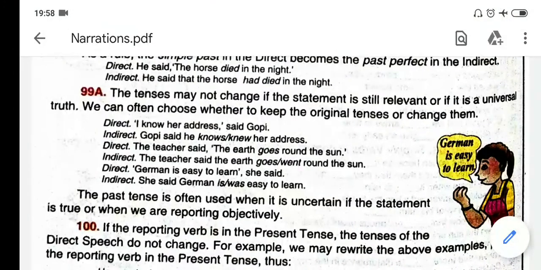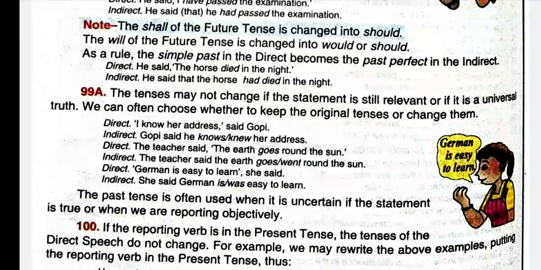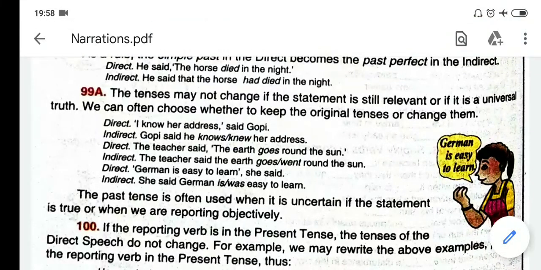I know her address, said Gopi. Gopi said he knows her address. In this case, you can use either knows or knew.